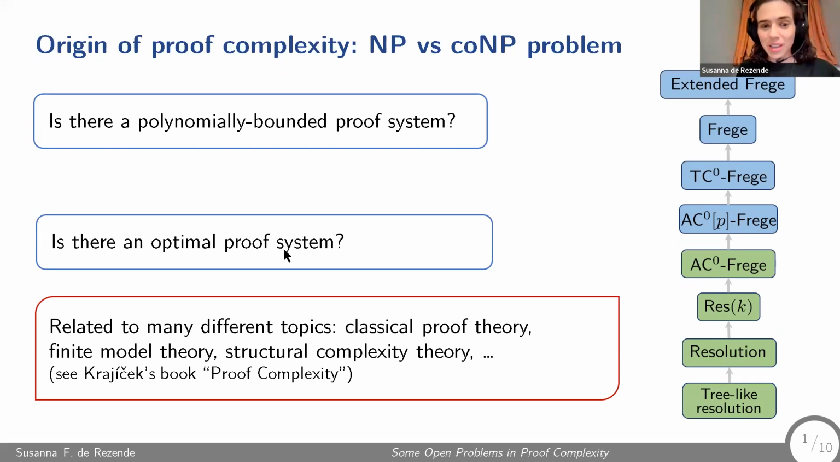Right, so a second important question is, is there an optimal proof system? If there's an optimal proof system, we only have to prove a lower bound for that. And as Krychek mentioned, this is related to many different topics, and you can look at his book. He has a chapter only on this. Okay, so going into proving lower bounds for these strong proof systems.